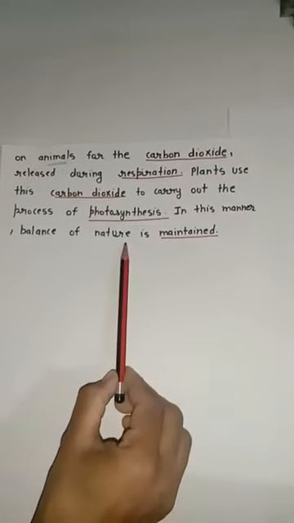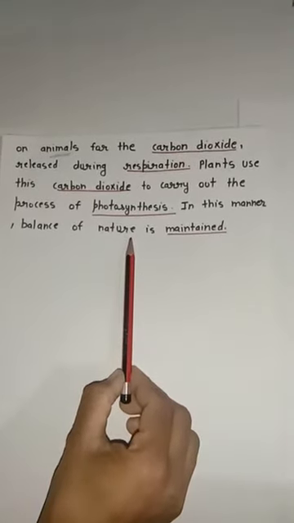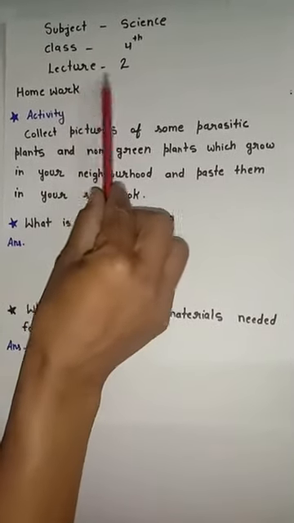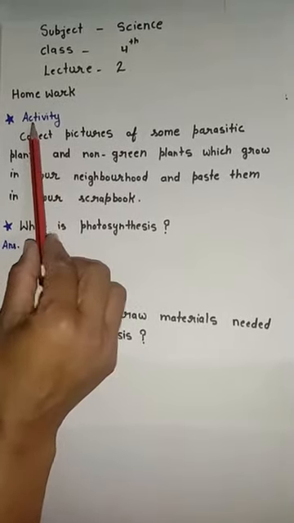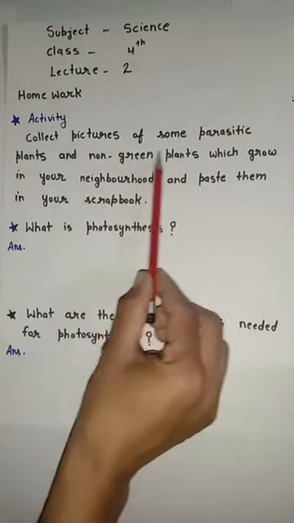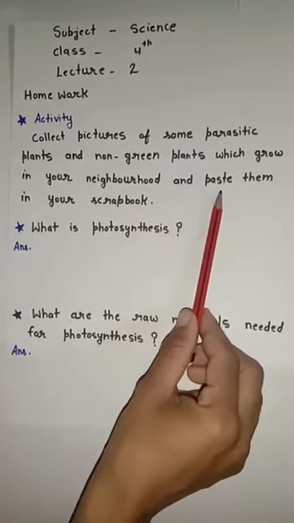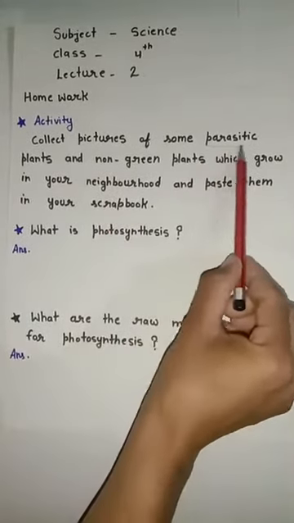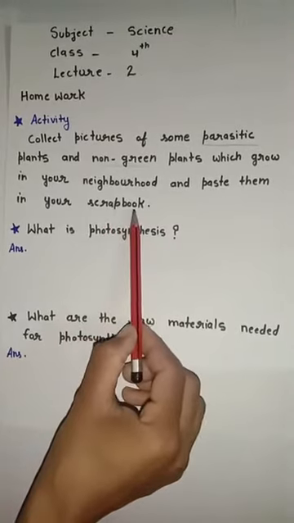Now, student, it is time to give homework. Please note down your homework. Listen carefully and complete your homework. Okay, it is time for lecture 2 homework. Student, note it down, please. One is an activity. Collect pictures of some parasitic plants and non-green plants which grow in your neighborhood and paste them in your scrapbook. Yes, student, you have to collect pictures of parasitic plants and non-green plants, and after that you have to paste them in your scrapbook.